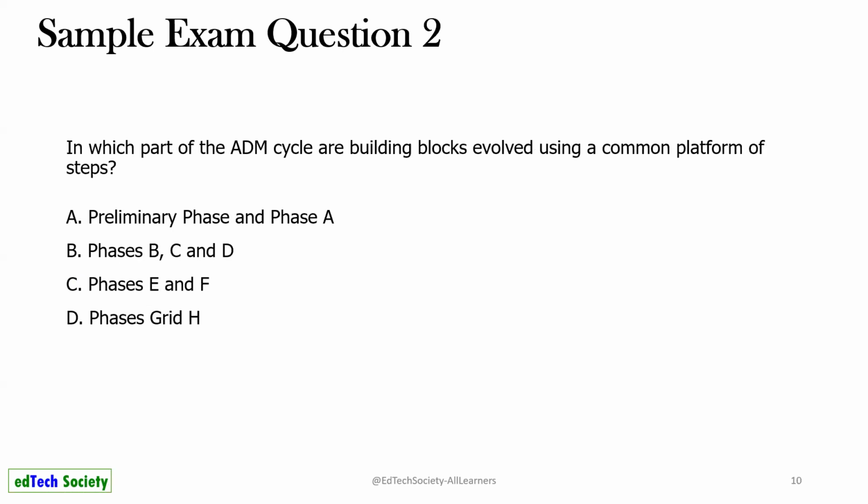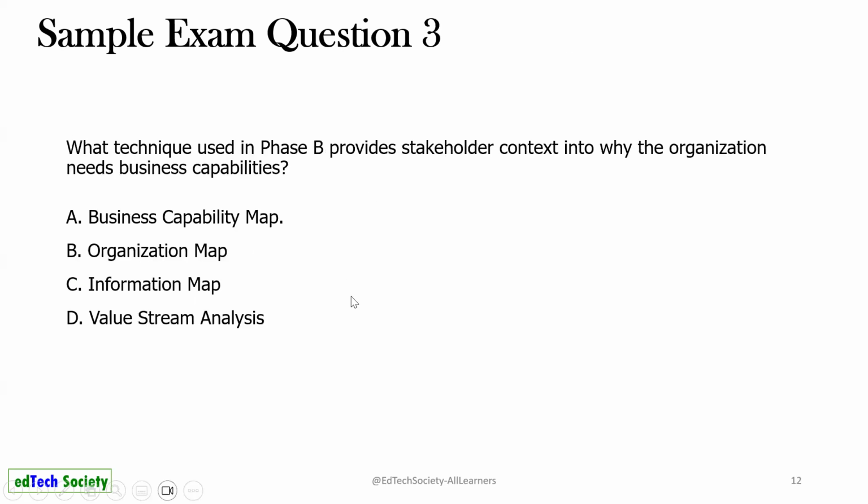Moving on to the next one, in which part of the ADM cycle are building blocks evolved using a common platform of steps? Answers are: A, preliminary phase and phase A; B, phase B, C, D; C, phase E and F; and D, phase H. So the answer is, we all know, it's phase B, C, D.